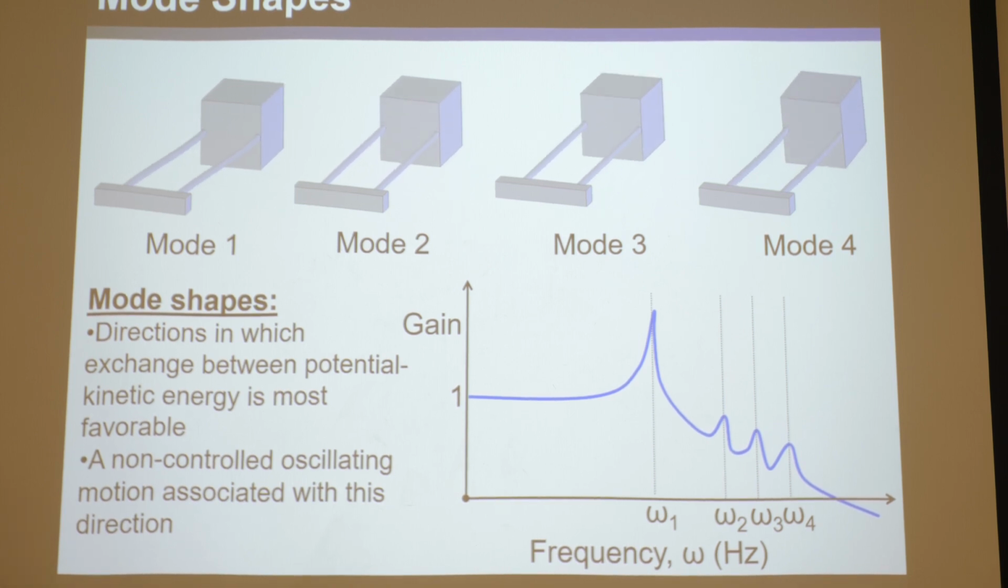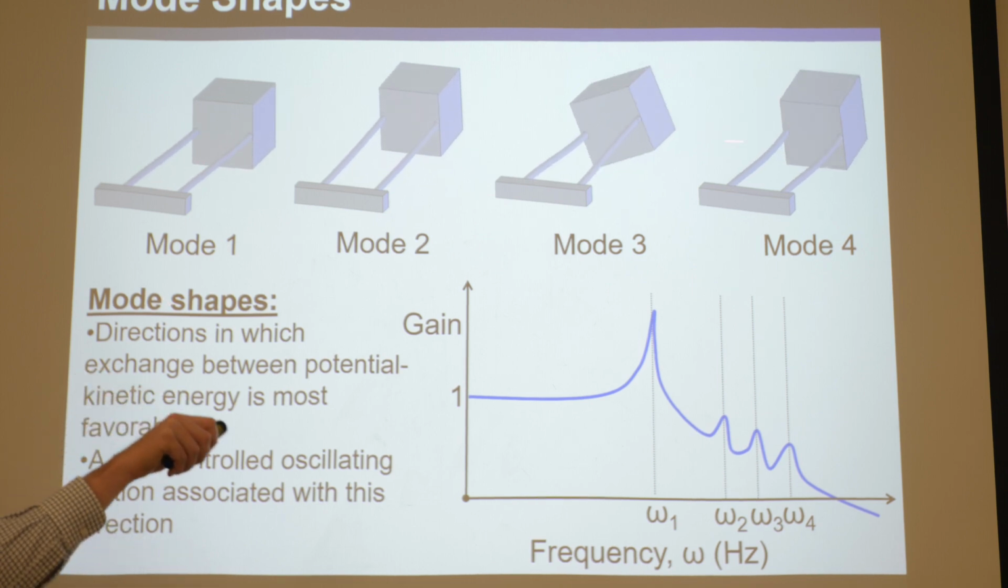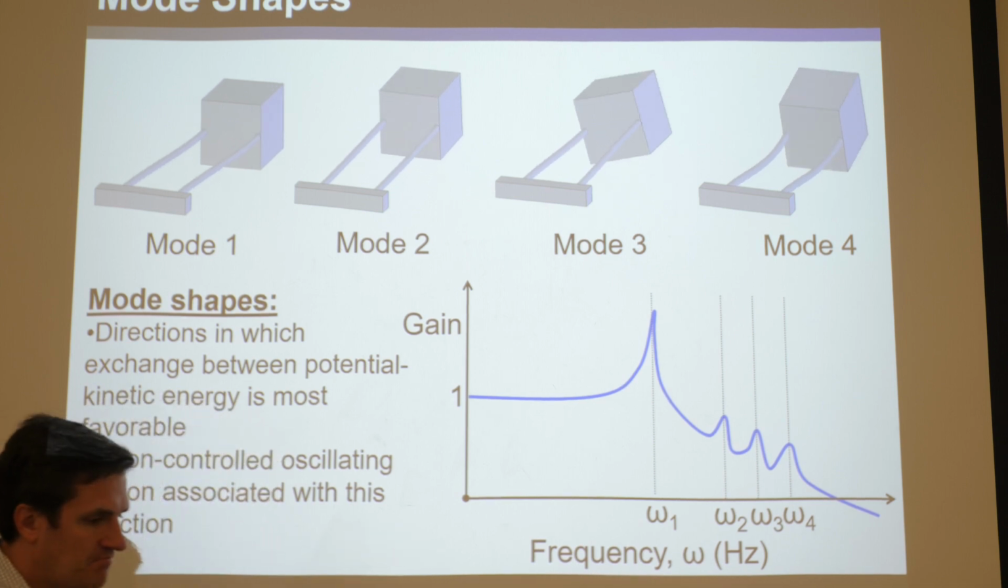Okay, a better definition is directions in which exchange between potential and kinetic energy is most favorable. It's basically the shape it makes as it freaks out, right? Or a non-controlled oscillating motion associated with this direction. Okay, so for this design, you can just CAD these and do a frequency analysis, and it'll tell you the mode shapes, and it'll tell you their associated natural frequency. So here's the first 4 mode shapes, and here's the 4 corresponding natural frequencies, okay?